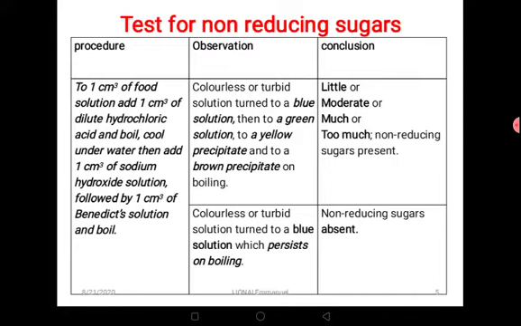we shall see. So let's go through the procedure together. To 1 cm³ of a food solution, add 1 cm³ of dilute hydrochloric acid and boil. So that's the first step. You get your food solution, add dilute hydrochloric acid, usually in equal amounts or slightly less, and then you boil. Then after boiling, you cool under water, and then add 1 cm³ of sodium hydroxide solution, followed by 1 cm³ of Benedict solution, and boil again.